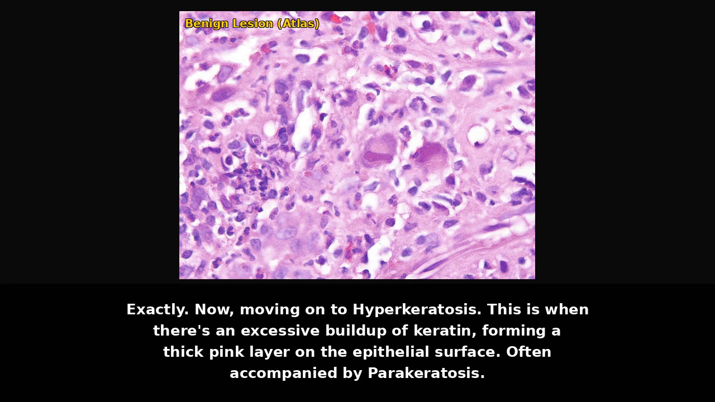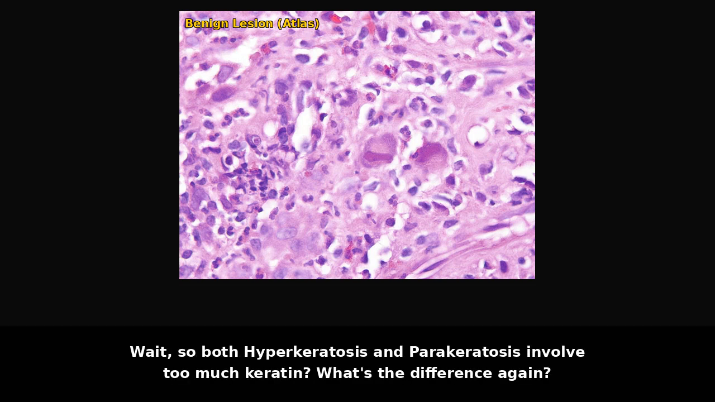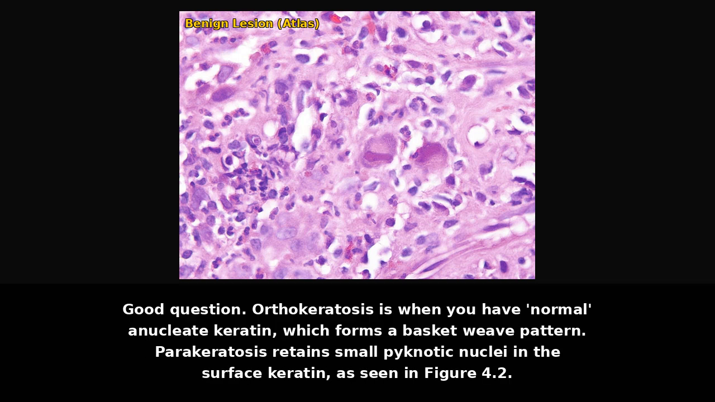This is when there's an excessive buildup of keratin, forming a thick pink layer on the epithelial surface, often accompanied by parakeratosis. Wait, so both hyperkeratosis and parakeratosis involve too much keratin. What's the difference again? Good question. Orthokeratosis is when you have normal anucleate keratin, which forms a basket weave pattern. Parakeratosis retains small pyknotic nuclei in the surface keratin, as seen in figure 4.2.